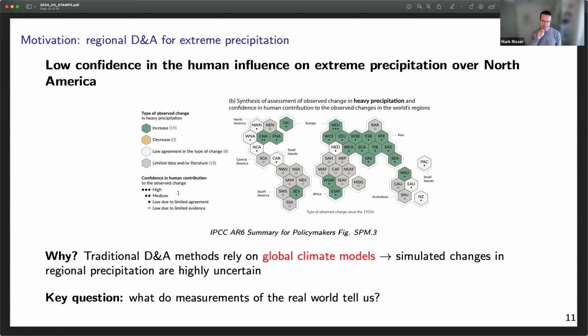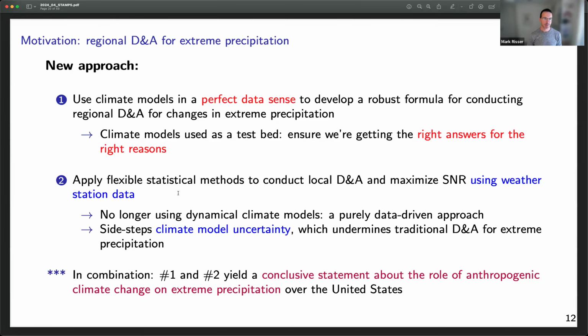That is the main motivation for what I'll be sharing today: can we come at this detection and attribution problem from a slightly different angle, and focus on, or base most of our statements on, these measurements or observations of the real world, and see what we can get from that standpoint?